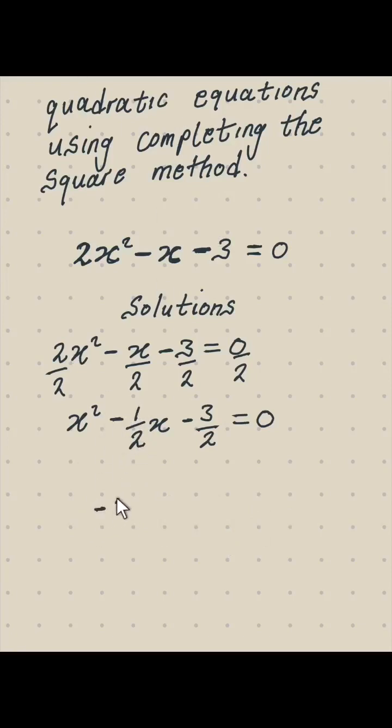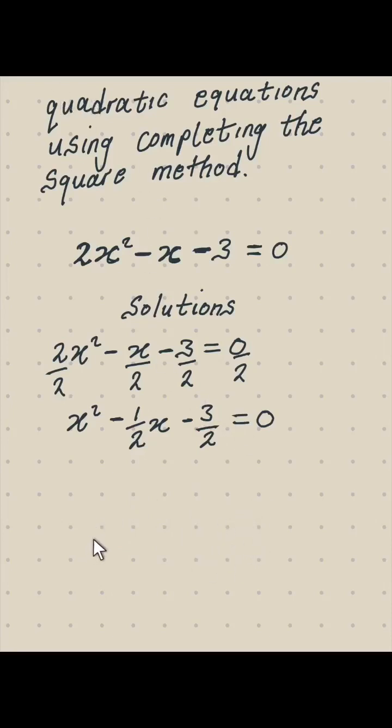So half of negative 1 over 2 can be found by multiplying this number times 1 over 2. Negative 1 times 1 gives us negative 1, then 2 times 2 gives us 4. So we've found out that half of negative 1 over 2 is negative 1 over 4.